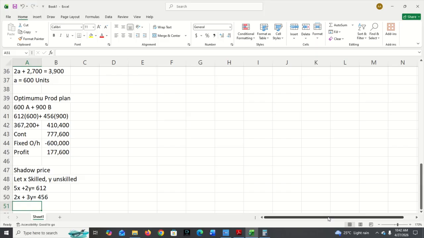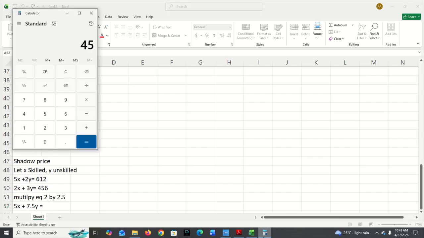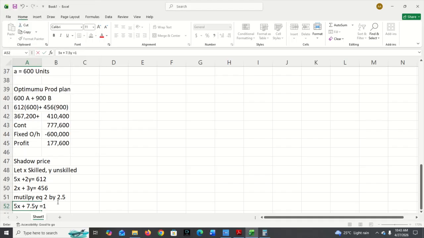Then we solve just like we did for the other one. We multiply equation 2 by 2.5. So that will give us 5x plus 7.5y, still the same thing, but this time the other side will change. 456 multiplied by 2.5, let's press calculator. That will give us 1140. So let's have that here, 1140.